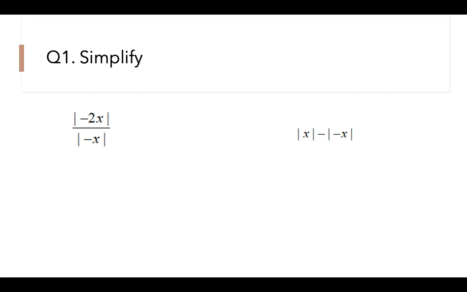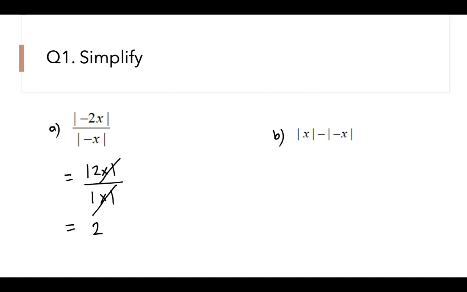So let's try some questions. Question number 1, simplify. I'm going to simplify the absolute value within. For the numerator, the absolute value of negative 2x is going to turn into positive 2x. And the same thing, the denominator is going to turn into positive x. And then you will notice that x and x cancel out. Therefore, the simplified answer would be 2.